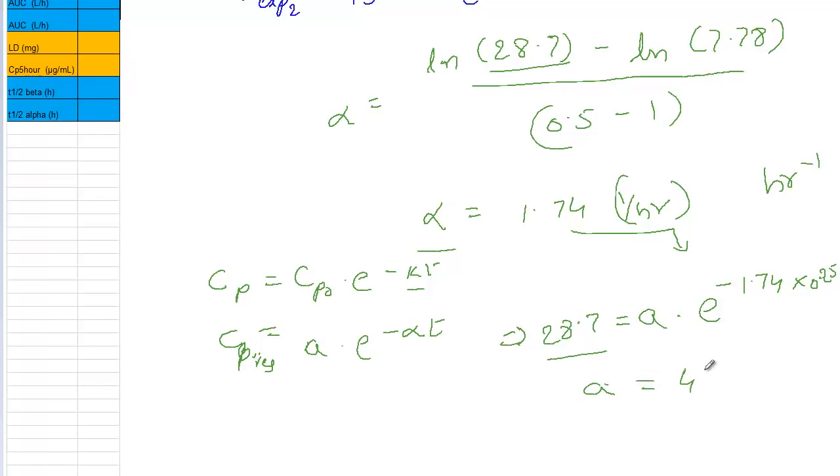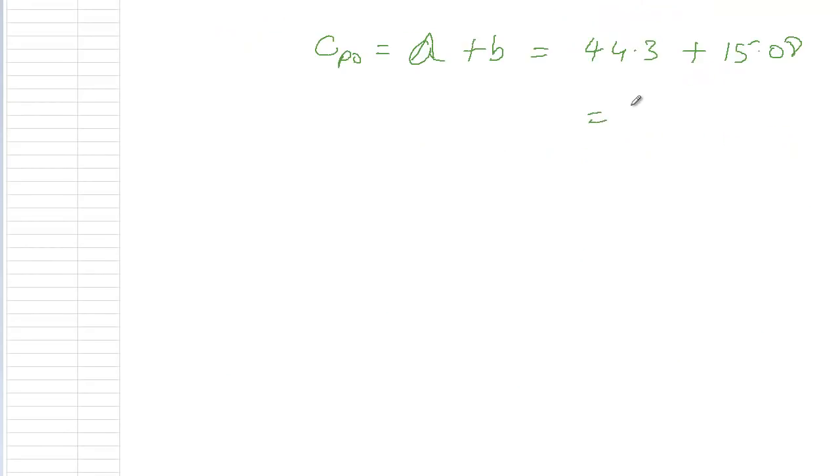It is 44.3. We'll do one more and we'll wrap it up for this video. Okay, let's find out the Cp naught. Cp naught is what? A plus B, right? The value of A intercept plus B intercept is how much? It's 44.3 plus the B intercept, 15.08. We'll get a value of 59.04 microgram per ml if you solve for this one. Okay, I'm going to stop this. We're going to continue in the next video.